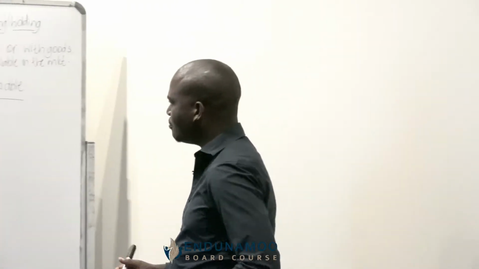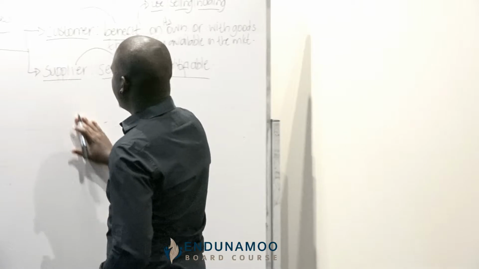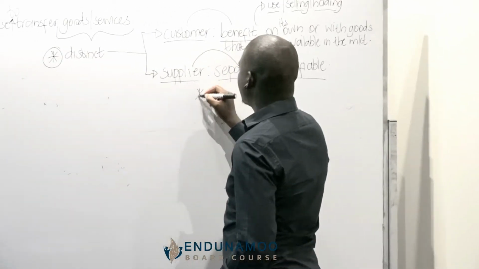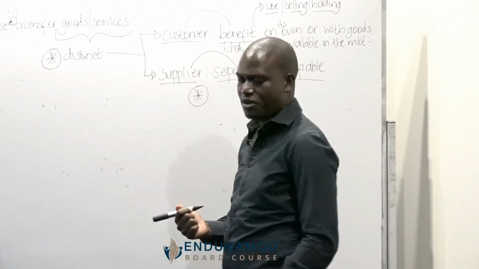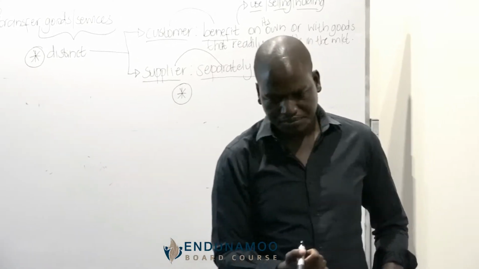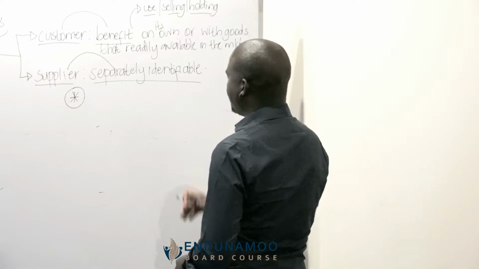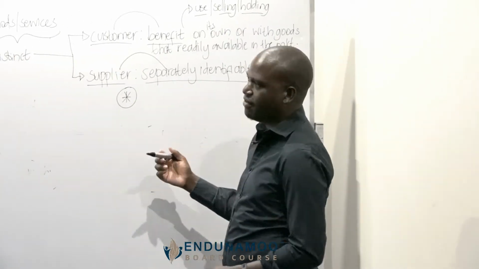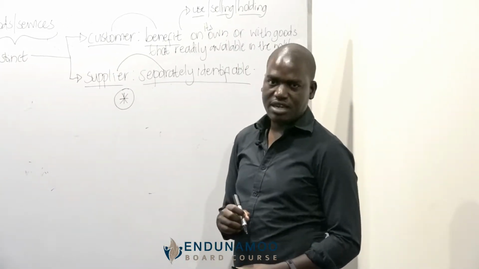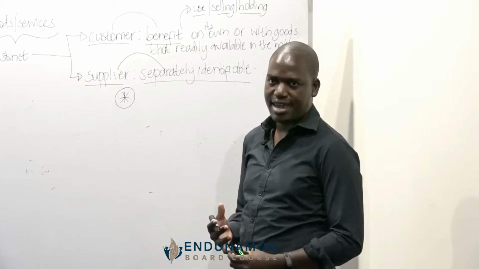So let's see what the standard says needs to be considered. The standard says for the goods to be separately identifiable from each other, we need to consider three questions. It's an OR test again.